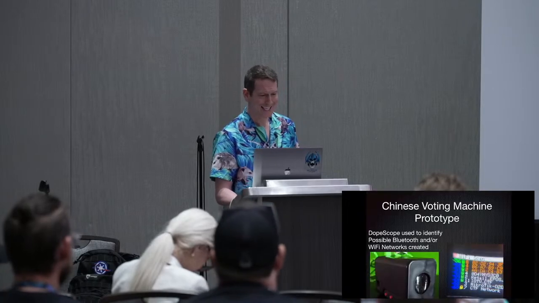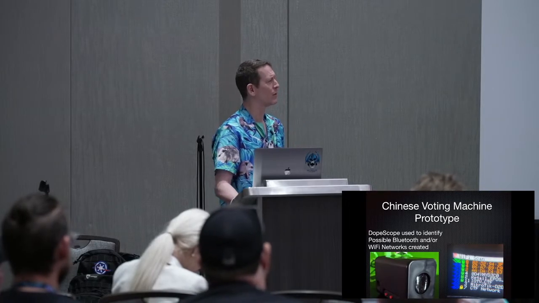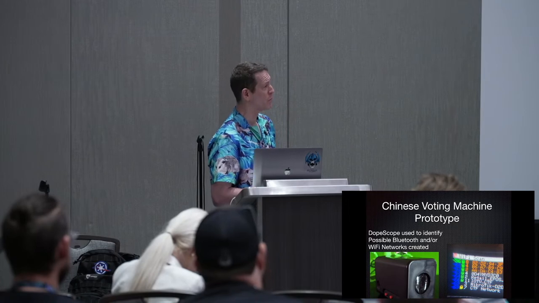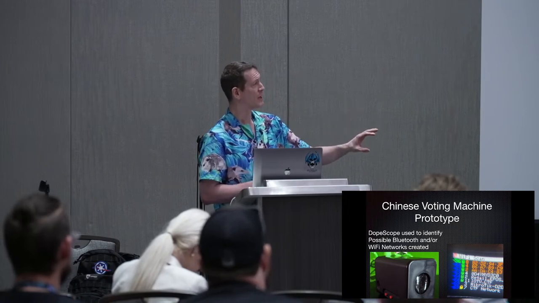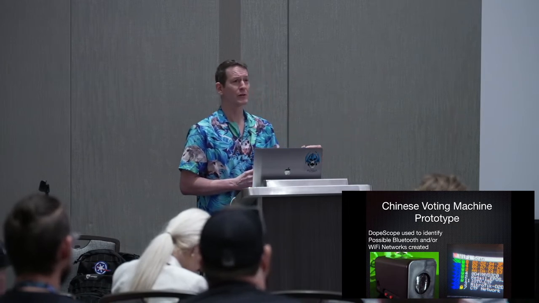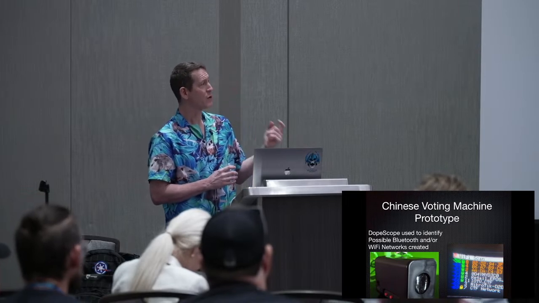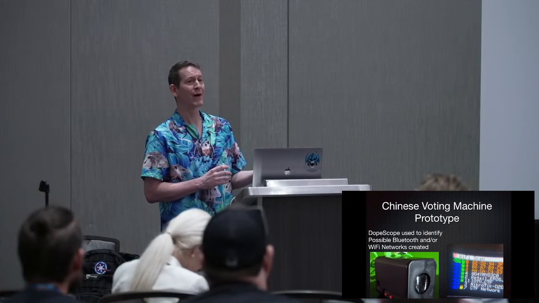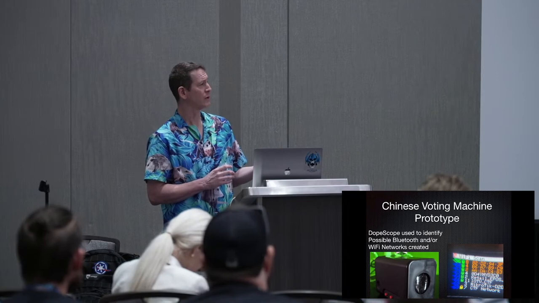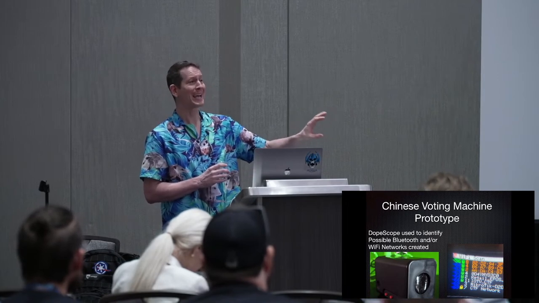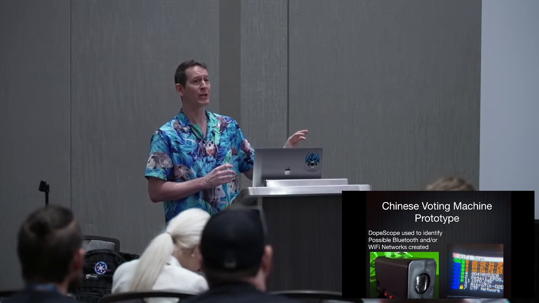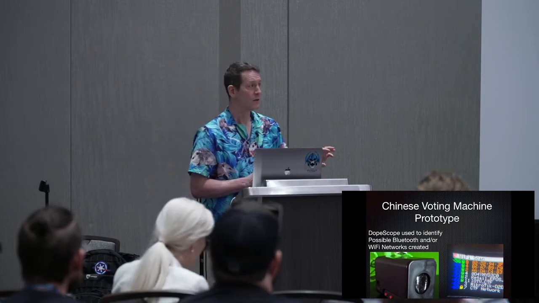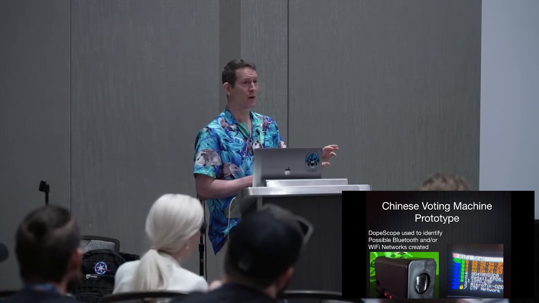There's a fantastic gadget company called War Dollar out of Northern Virginia that made the Dope Scope. When we finally powered this on, it's a Kali Linux scope, and you can identify Wi-Fi networks and Bluetooth networks that are created. We didn't identify any networks created from that machine when it came on. So I think that's a pretty good win so far.